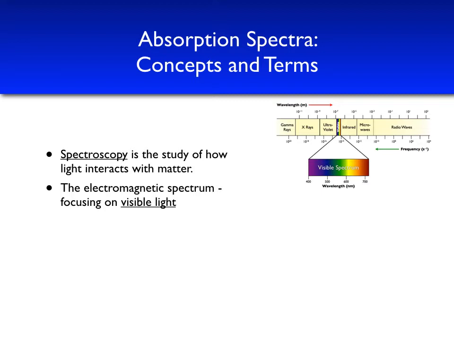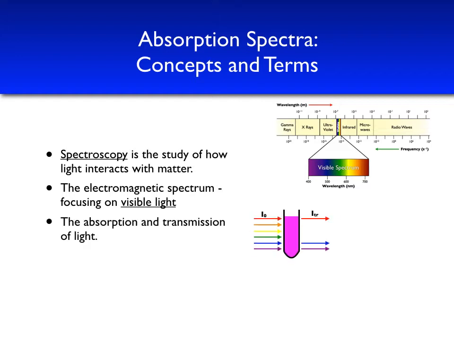In this experiment, we're going to focus on visible light, since many of the samples that we'll be looking at have different colors. In visible spectroscopy, we focus on the absorption and transmission of light. Let's look at a simple example.